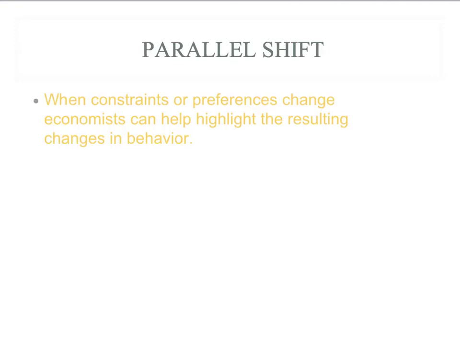We're going to look at a parallel shift of the budget constraint. What a parallel shift means is really an expansion or a contraction of the available opportunities without a change in the price ratio. The two goods have remained equally as costly, but for some reason or another, our budget constraint has either moved back in or further out. Easy examples of this are losing a job, or getting a new job, or winning the lottery, having some kind of lump sum payment given to you.